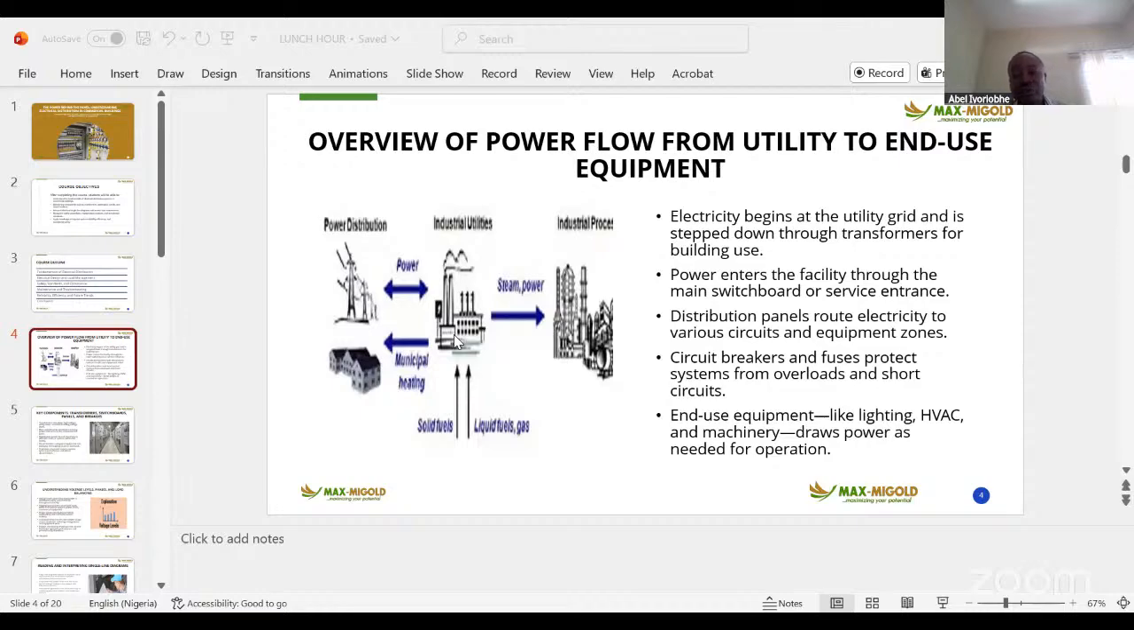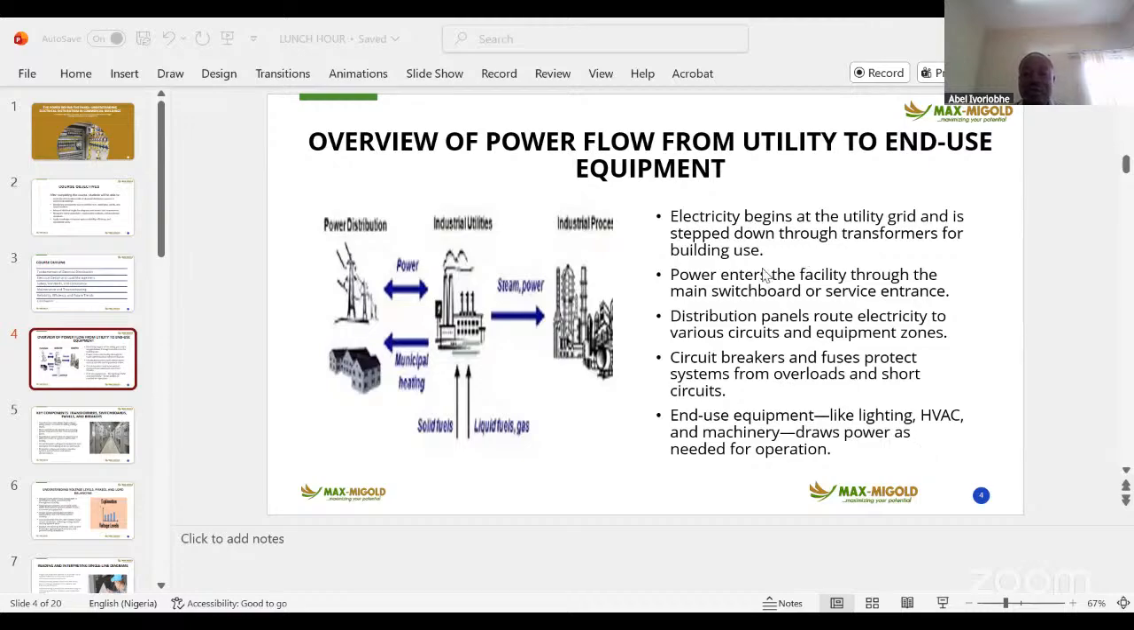So we have the end-use equipment like lighting, HVAC, and machinery. These are what we call load. They draw power from your power system so that they can run. So without electricity, this HVAC, lighting, computer, and everything you can think about in the building will not function. You will not have water generated in your facility. So this is why you pay attention to what you are being taught today.